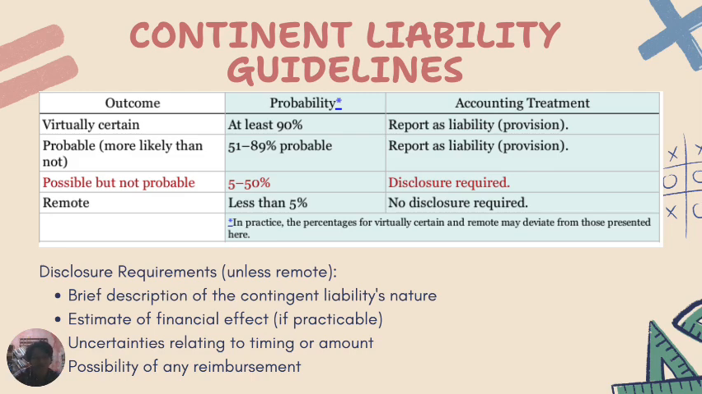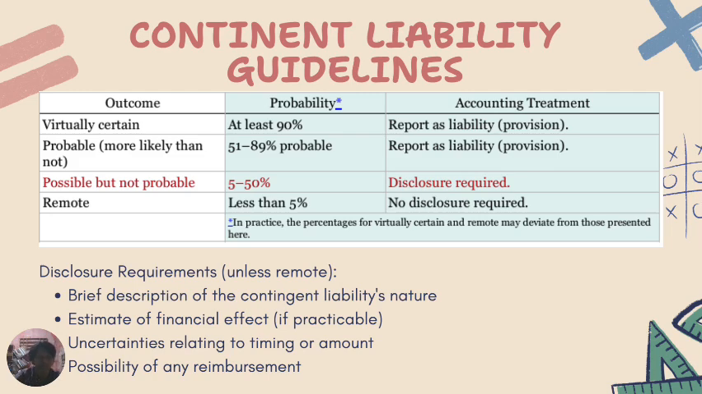But when it is possible but not probable, like 5% to 50% probability, no liability is recorded, but the disclosure in the note is required. And then if it is remote, less than 5% probability, no disclosure is needed.